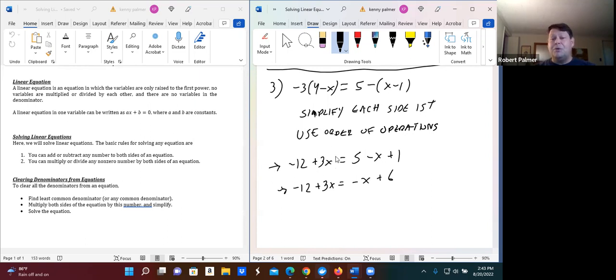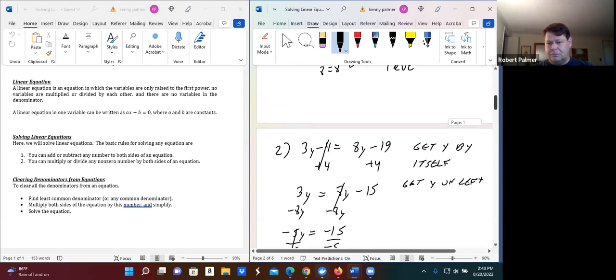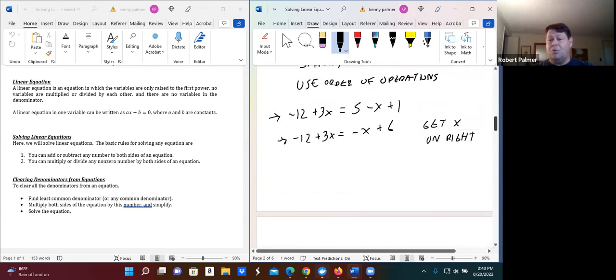Now this looks a lot like number 2, the second one we did. Once again, it doesn't matter which side I get things on. This time I think I'll just say, for a change, get x on the right. Once again, it's entirely up to you. Last time I got the variable on the left, so let's get it on the right this time. This doesn't matter.